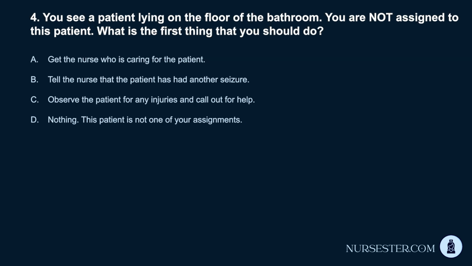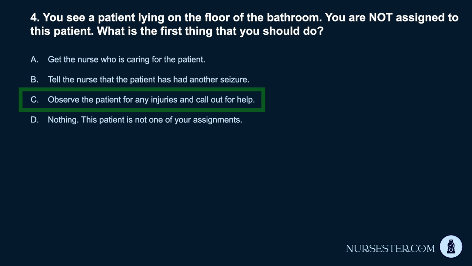4. You see a patient lying on the floor of the bathroom. You are not assigned to this patient. What is the first thing that you should do? A. Get the nurse who is caring for the patient. B. Tell the nurse that the patient has had another seizure. C. Observe the patient for any injuries and call out for help. D. Nothing. This patient is not one of your assignments.